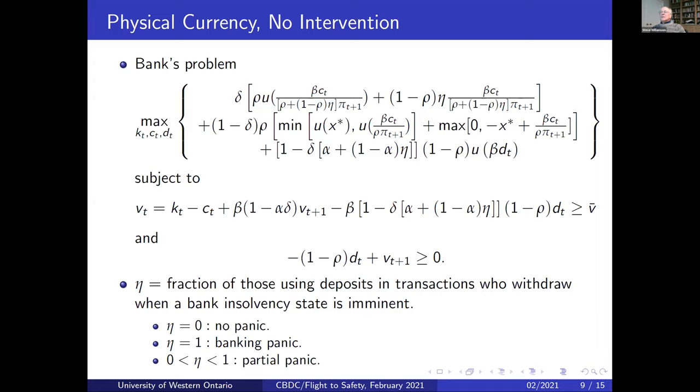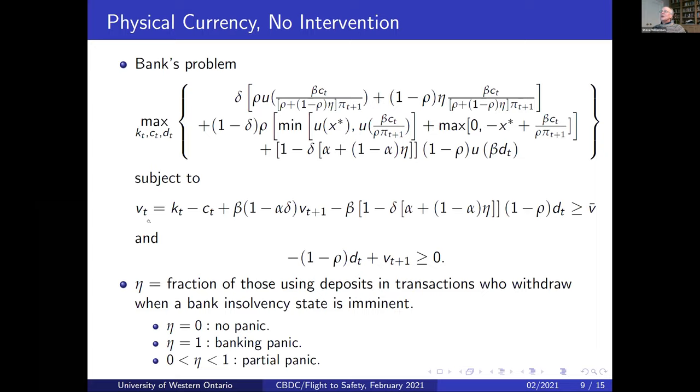Yeah. Okay, so this is subject to a couple of constraints. The first one is VT, that's the bank's franchise value, essentially. That's going to be gamma in equilibrium, and that's going to be equal to the entry cost.